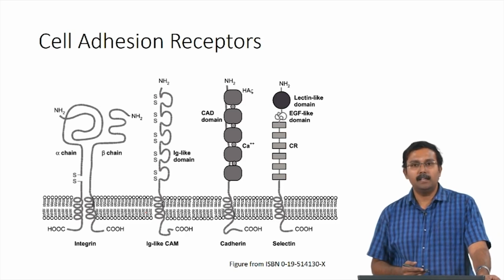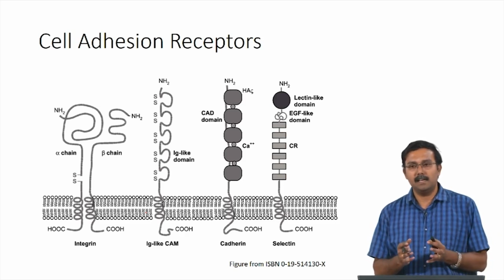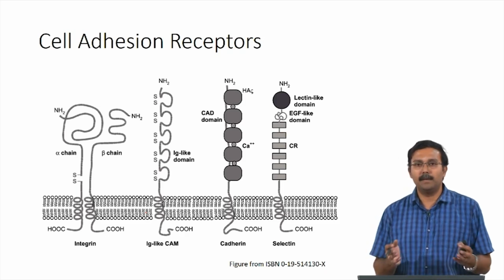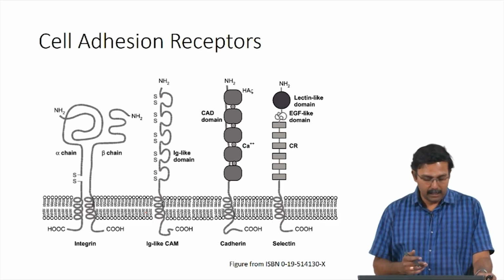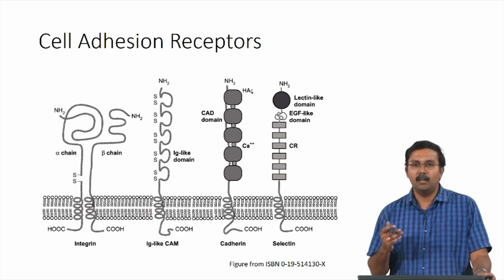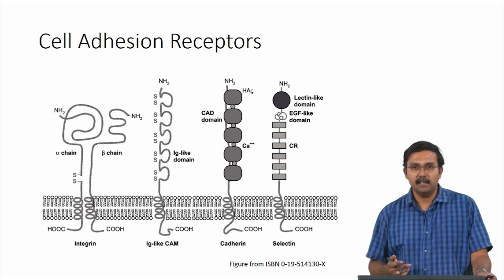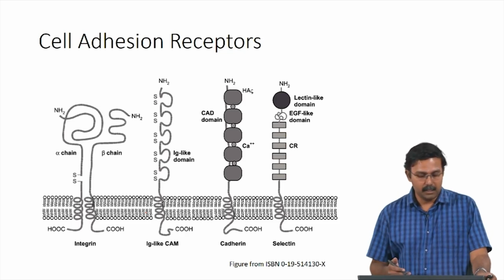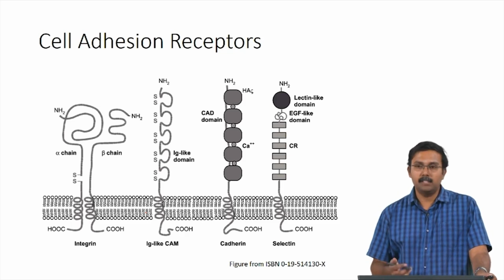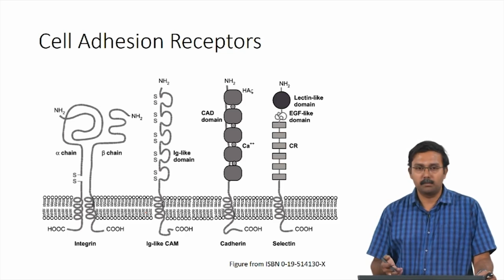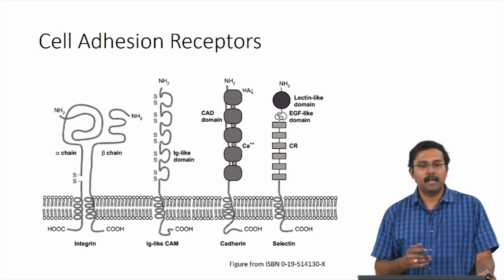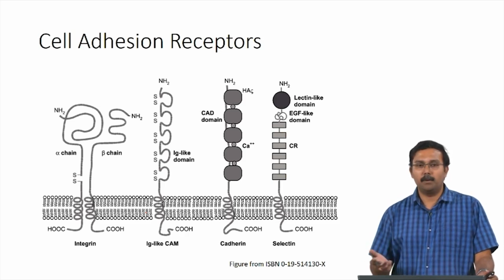So, if you look at the major cell adhesion receptors which are exposed, they can be categorized into 4 major groups: integrins, Ig like CAMs, cadherins or selectins, right. So, these have different structures, and depending on which cell type you are working with, one or more of them can be overexpressed. So, you can design your scaffolds appropriately.